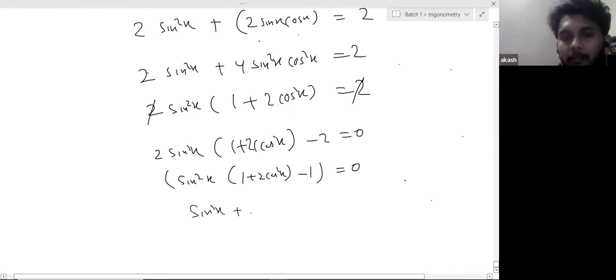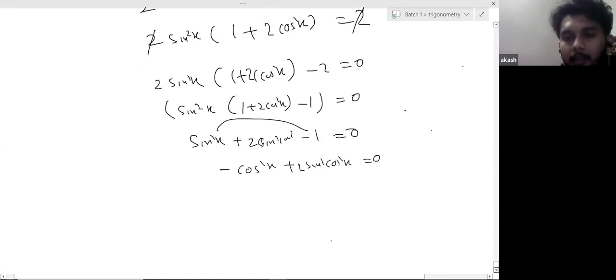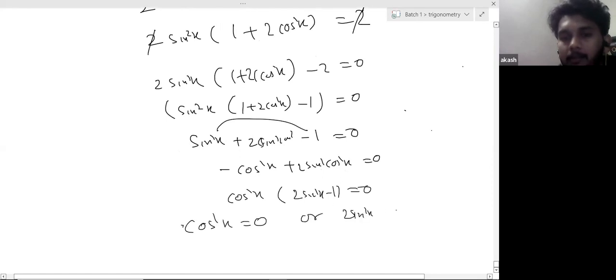So this is sine square x plus 2 sine square x cos square x minus 1 is equal to 0. And this sine square x minus 1 we can write as minus cos square x. So this is minus cos square x plus 2 sine square x cos square x is equal to 0. Now we can take cos square x common. So this is 2 sine square x minus 1 is equal to 0. So we can write cos square x is equal to 0 or 2 sine square x minus 1 is equal to 0. Now you can solve. Shabya, this is clear? We did this in the last class, right?